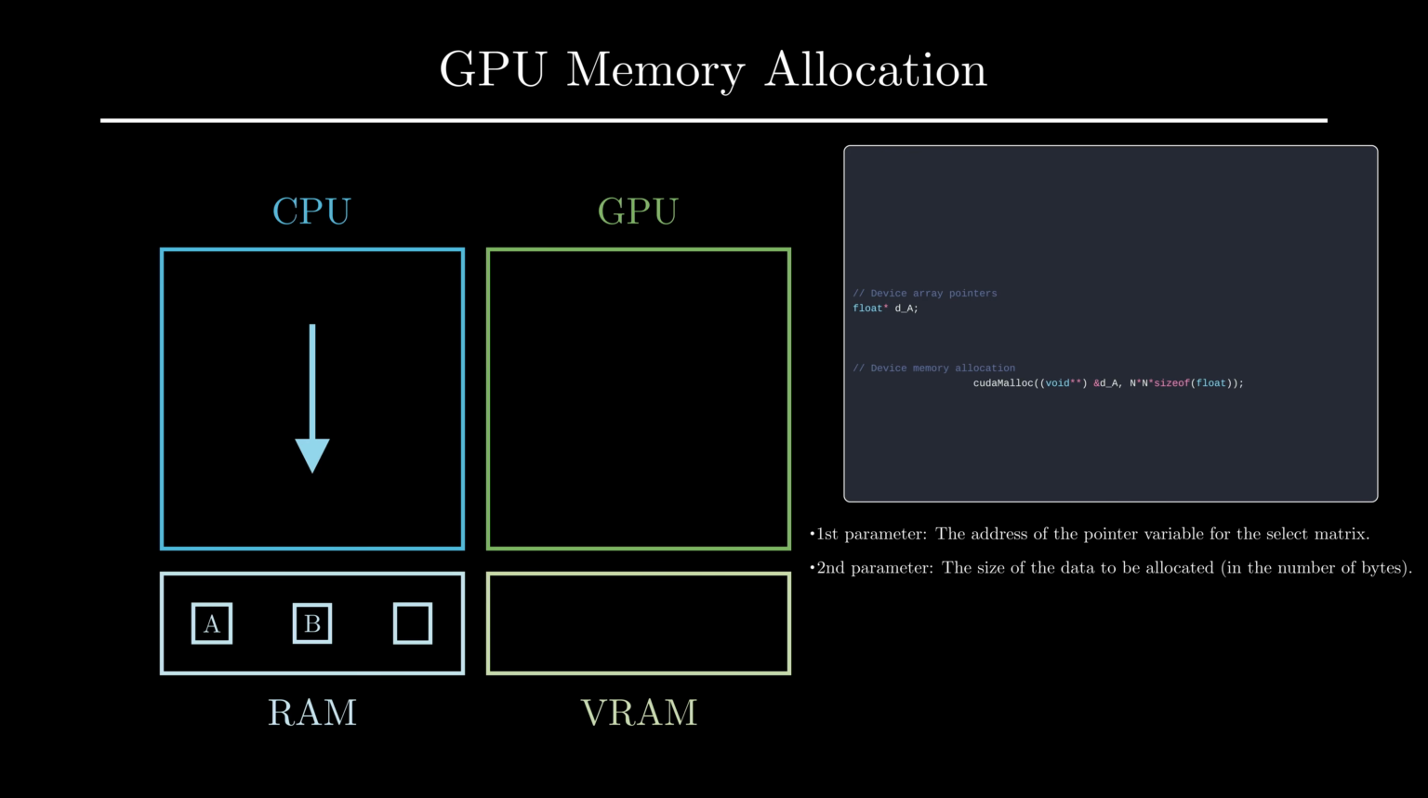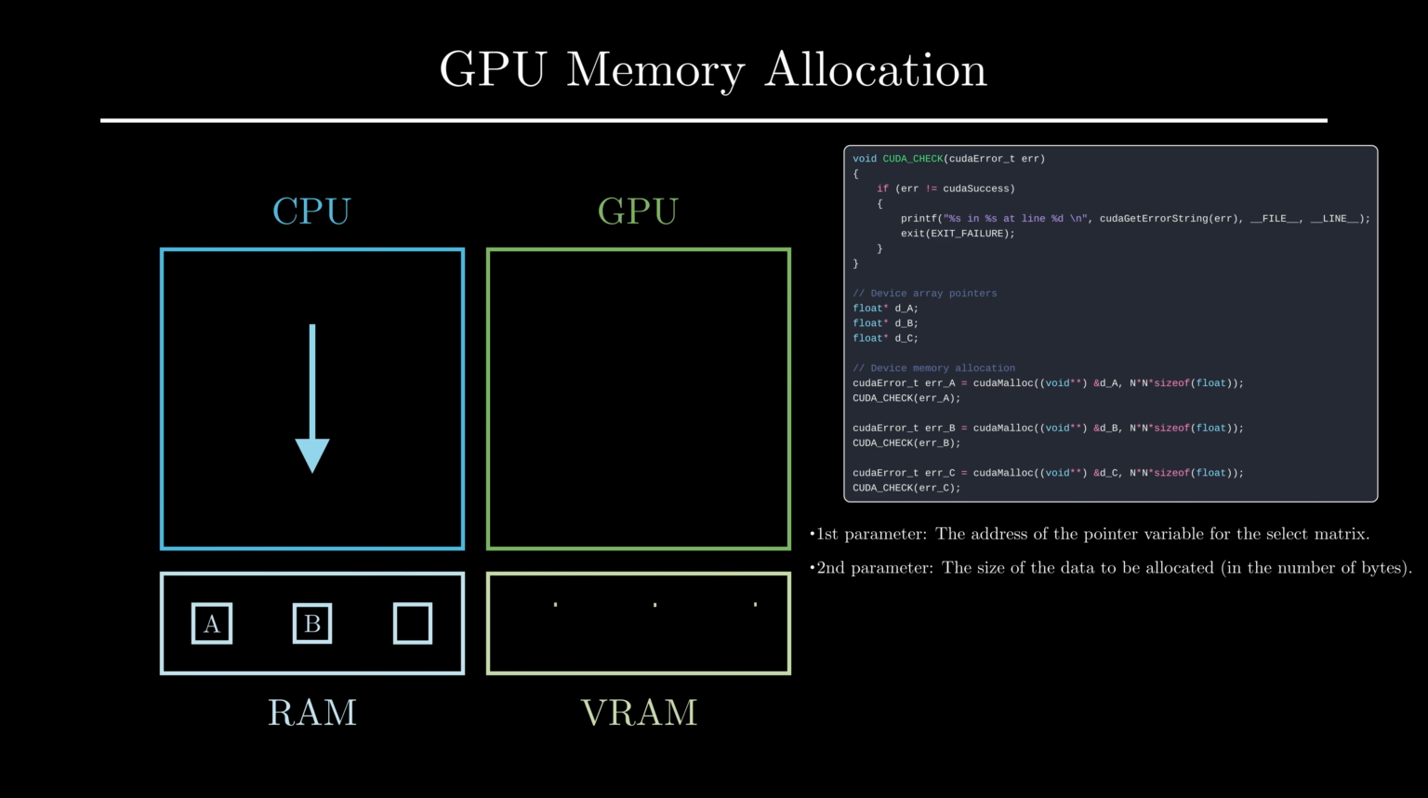This function is similar to malloc, but it does not return a pointer. Instead, it accepts the address of the pointer because this allows the cudaMalloc function to return a value which is of type cudaError_t, reporting errors during memory allocation. This can then be passed to an error checking code. At this point, we have successfully allocated memory on VRAM.